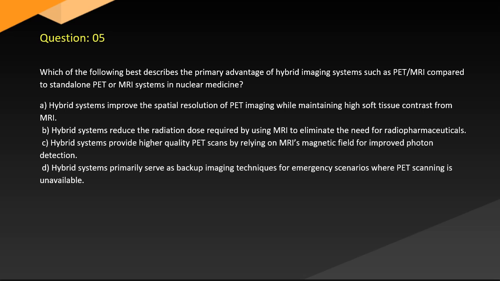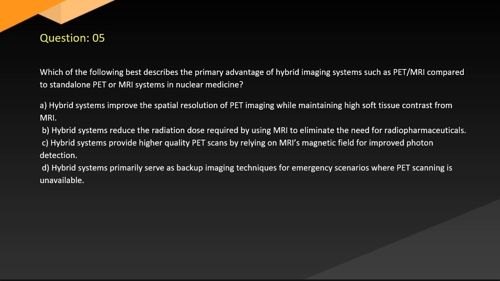Question 5. Which of the following best describes the primary advantage of hybrid imaging systems such as PET compared to standalone PET or MRI systems in nuclear medicine? A. Hybrid systems improve the spatial resolution of PET imaging while maintaining high soft tissue contrast from MRI.